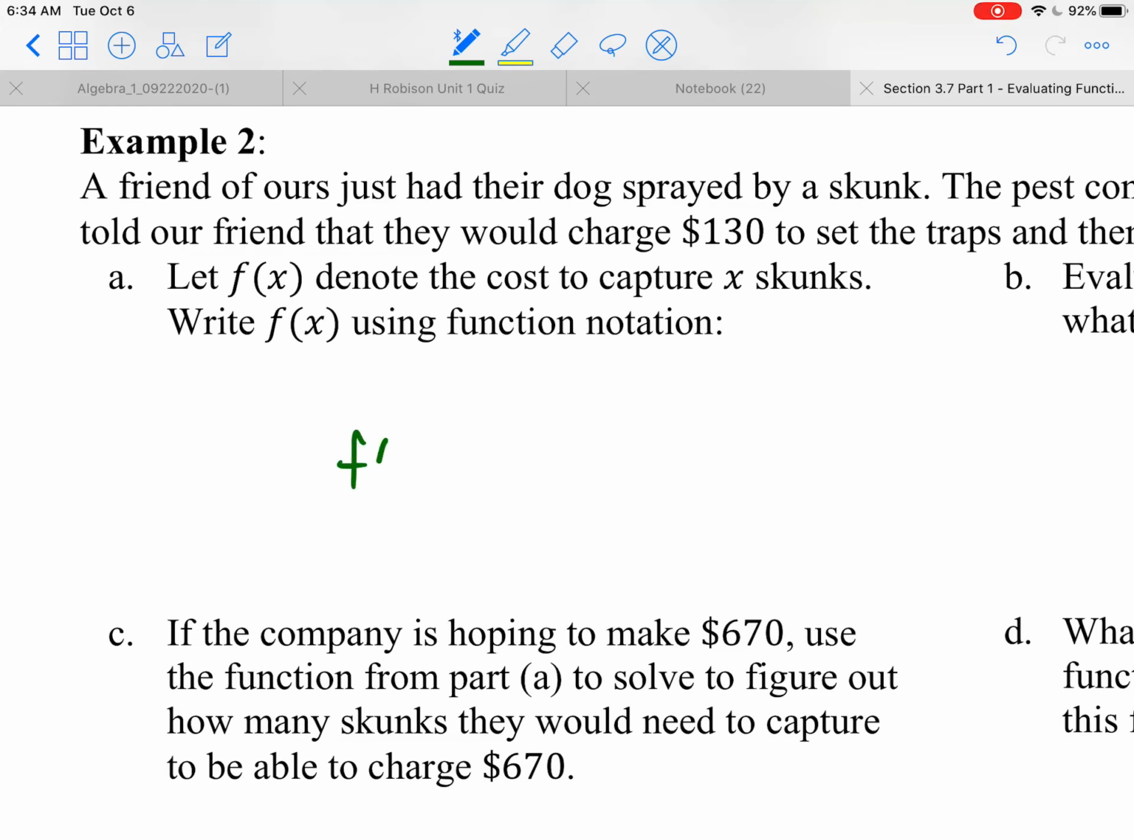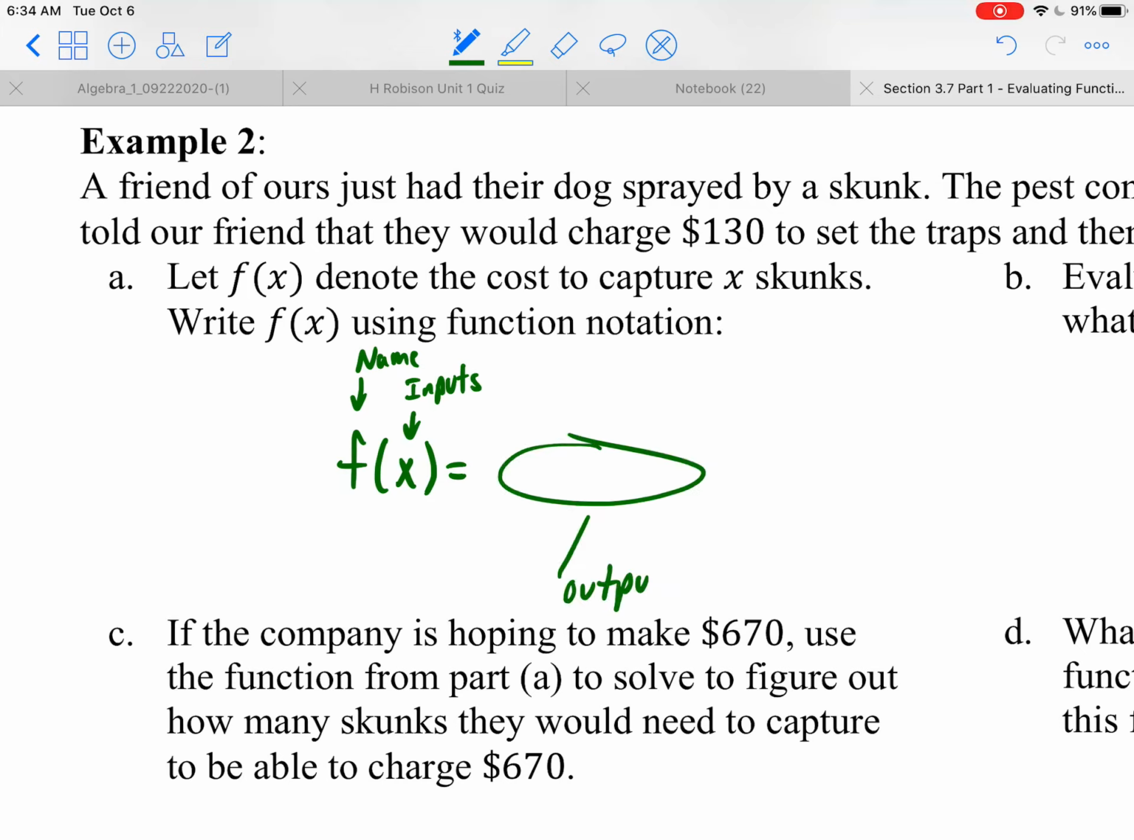So what we're going to say is f of x is equal to, so this is the name of the function, right? F is the name, x is the input, and then the output is going to come over here, right? This is going to be the output right here. So we're going to write something here with some numbers, and that's going to help us figure out how much the cost is going to be based off of how many skunks they end up capturing.